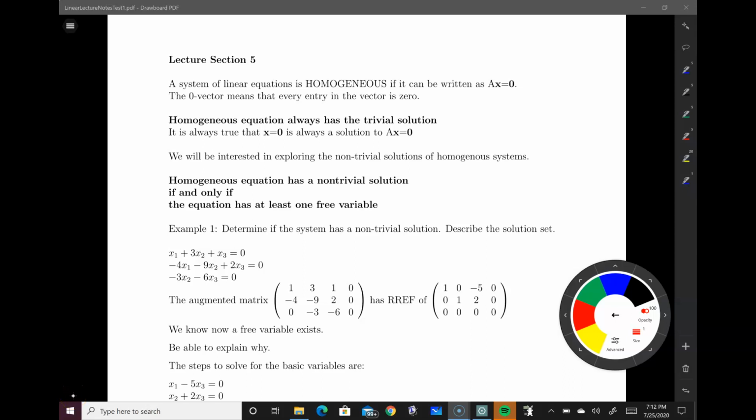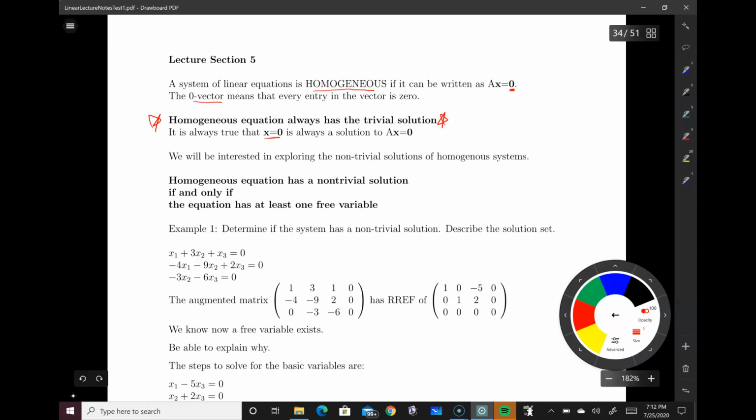All right, so we're moving into systems of linear equations that are homogeneous. Homogeneous means equal to zero, the zero vector, which means every entry in the vector is zero. This is an important fact, a huge deal: the homogeneous equation always has the trivial solution.